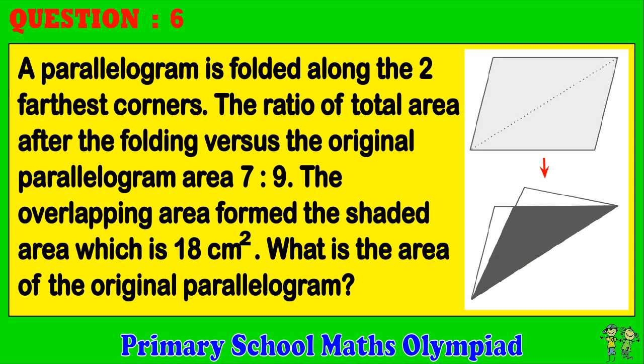Question 6. A parallelogram is folded along the two farthest corners. The ratio of total area after the folding versus the original parallelogram area is 7:9. The overlapping area forms the shaded area, which is 18 centimeters squared. What is the area of the original parallelogram?